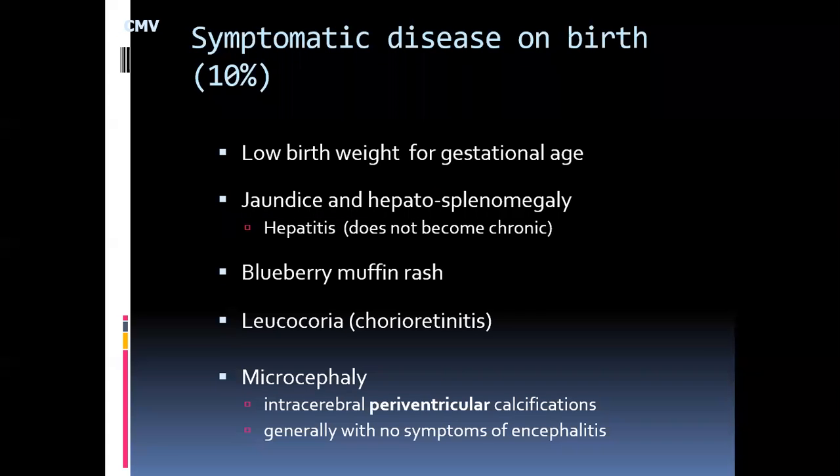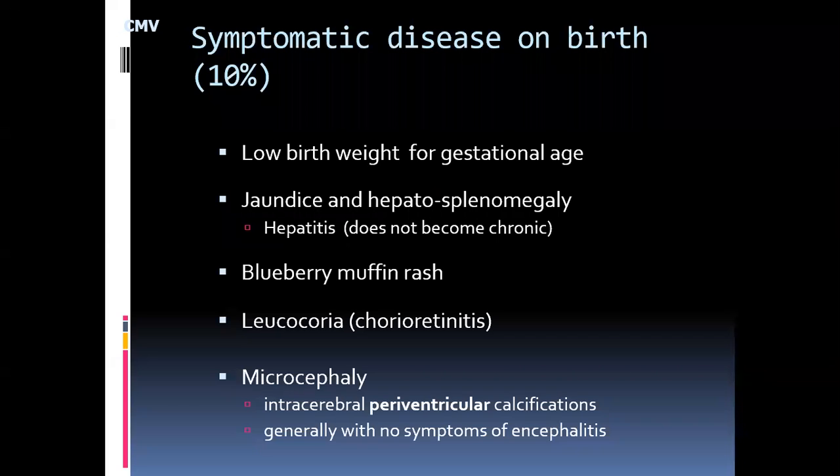The child during the gestation period will have low birth weight. Then they can also produce jaundice, hepatosplenomegaly, and hepatitis, which most probably does not become chronic. Then they also have some features on the body. They can present with blueberry muffin spots, these rashes. Okay, so these are blueberry muffin rashes.